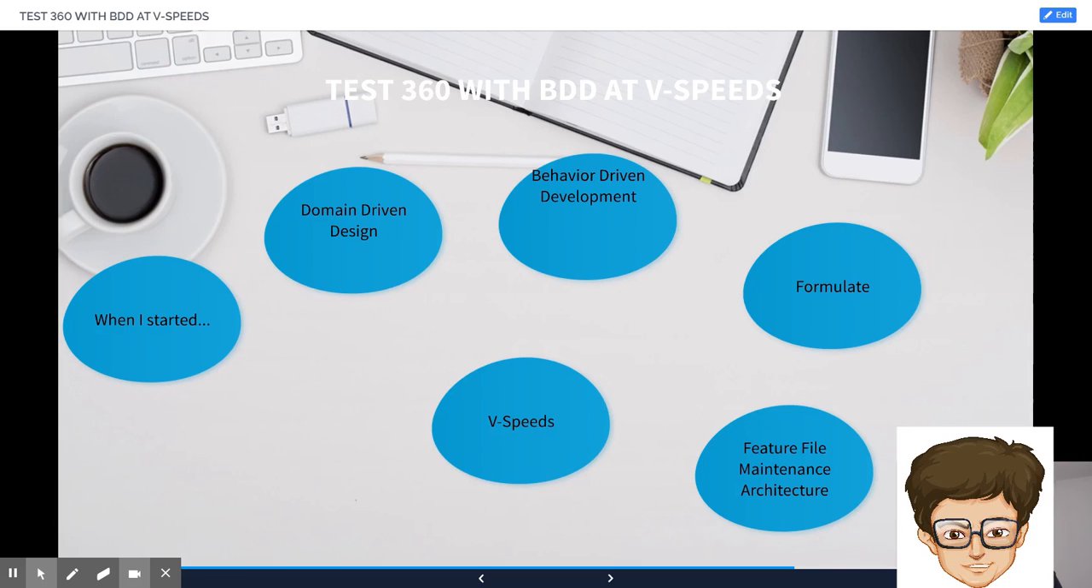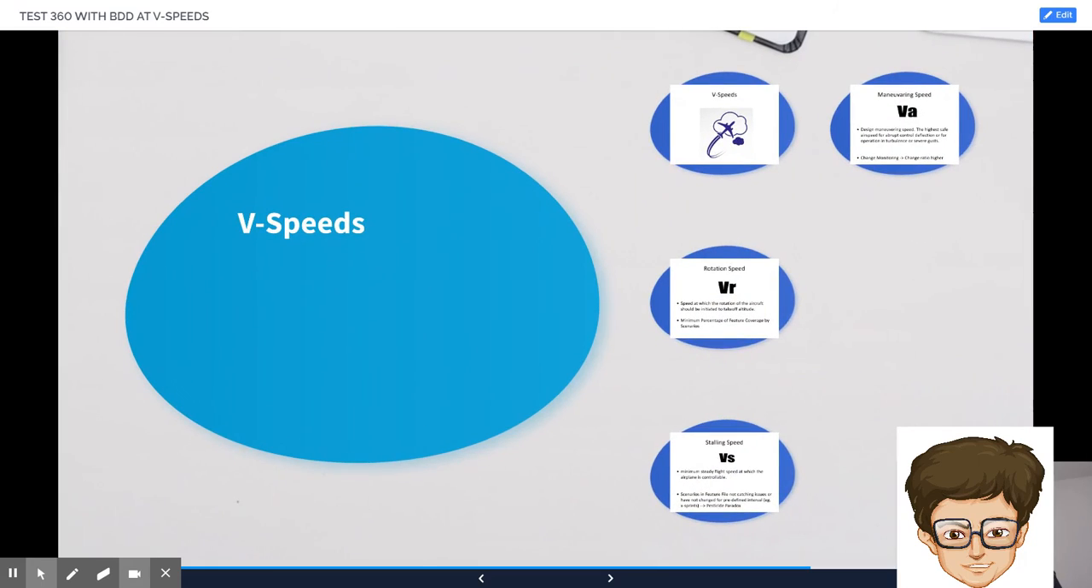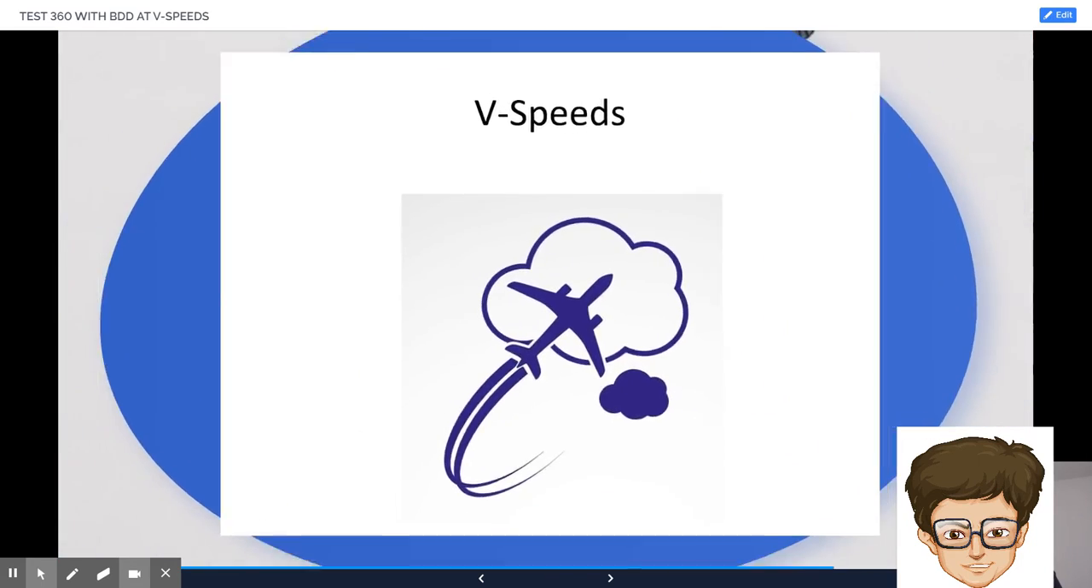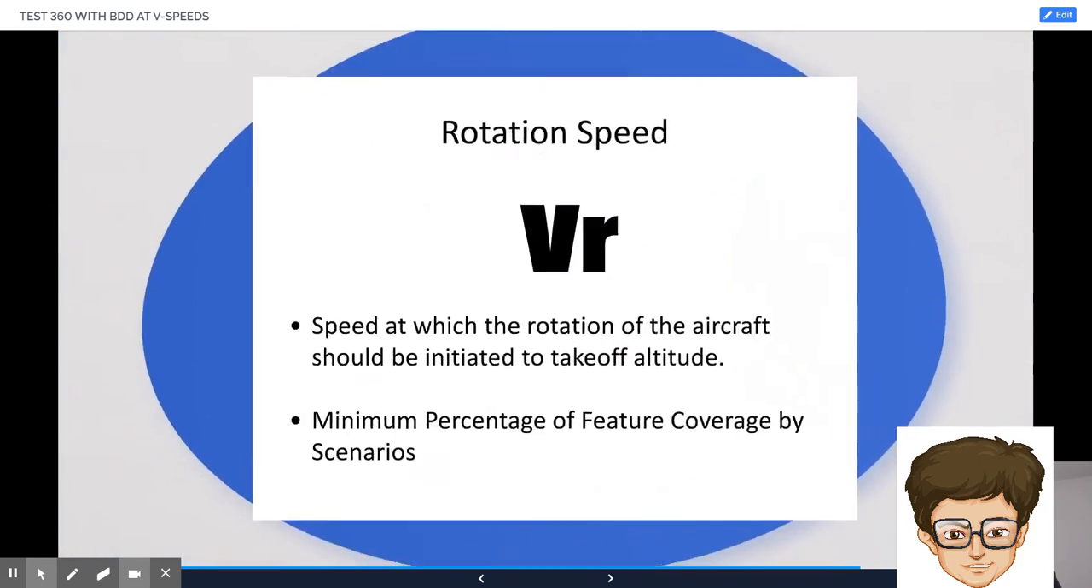We will look at just 3 well-known V-Speeds and how we can apply those concepts to our feature file to ensure its quality. So the first V-Speed that we will look at is called the rotation speed.